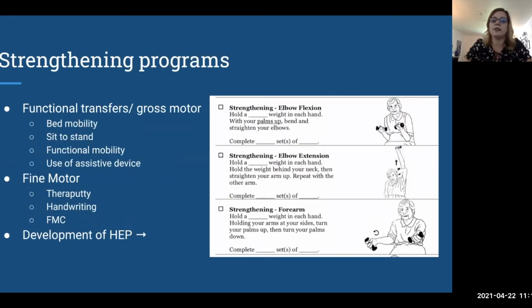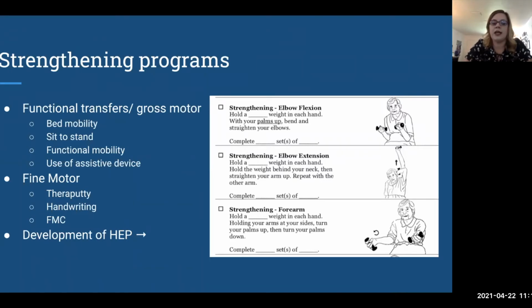The next topic we have is strengthening programs. Oftentimes with the elderly community, increased weakness may inhibit a person's ability to independently complete certain tasks. So we offer strengthening programs that may be specific after identification of a weak muscle or a weak muscle group, or we also offer generalized strengthening programs. So a generalized strengthening program may include functional transfers and gross motor strengthening, such as participation in bed mobility, completing sit-to-stand transfers, participating in functional mobility, and the use of their assistive device.